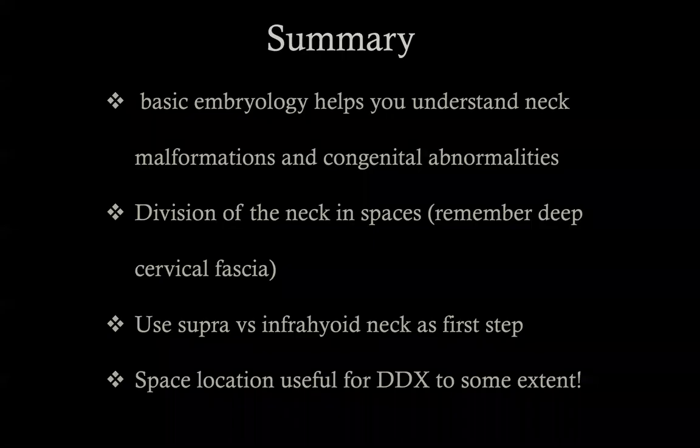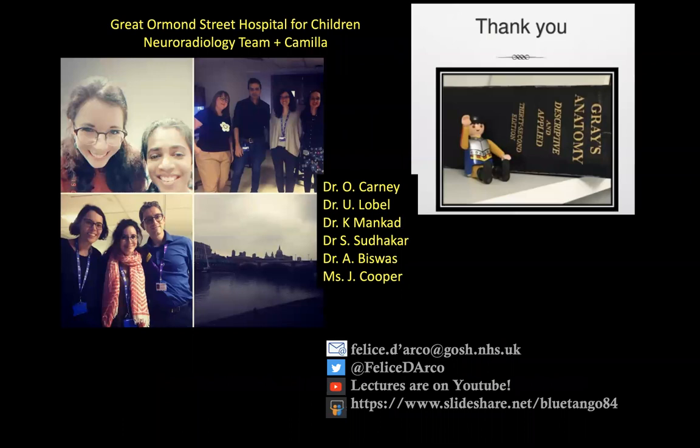So in summary, basic embryology helps you understand neck malformations and congenital abnormalities. Division of the neck in spaces is very important, and remember the division of the deep cervical fascia. Use supra and infrahyoid neck as a first step, and space location is useful for the differential diagnosis, but only to some extent. Look also at the shape and the internal characteristics of the mass, and again, I will expand on this in the workshop. These are my colleagues, plus Camilla, who is a radiologist in Rome, from Great Ormond Street.